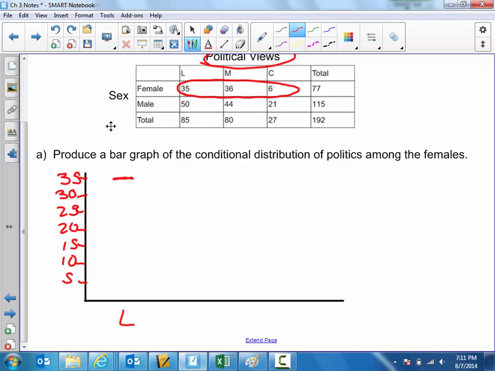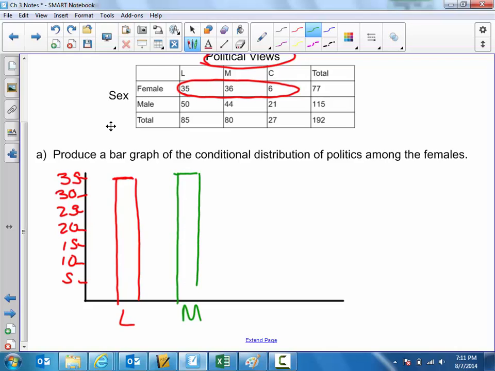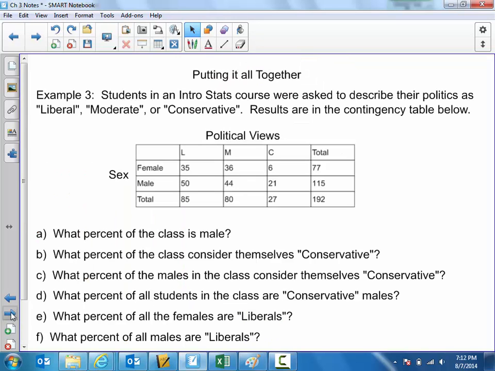And I'm going to just try to be quick with this. We've got liberals here, and they're at 35. So let's go ahead and drop this down. We've got moderates next. They are at 36, so they're just a tad higher. Drop this down as well. And we've got conservatives last at 6. Okay. This is hard to see at the side like this. What about there? There you go. There's your bar chart. Definitely have gaps between the bars on this one.